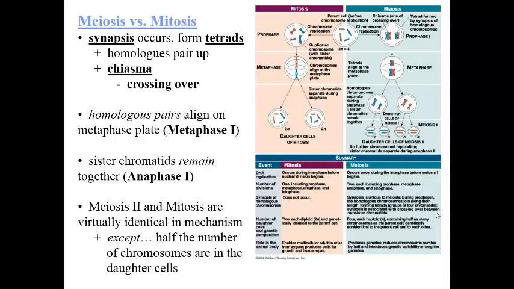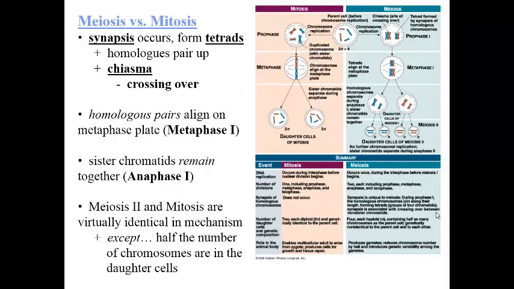Here we see a comparison between mitosis and meiosis. The major thing you need to understand is that in mitosis, identical copies are made. Mitosis is used for an organism to grow or to repair. Meiosis has a different goal. Its goal is to cut the chromosome number in half and create genetic variation.